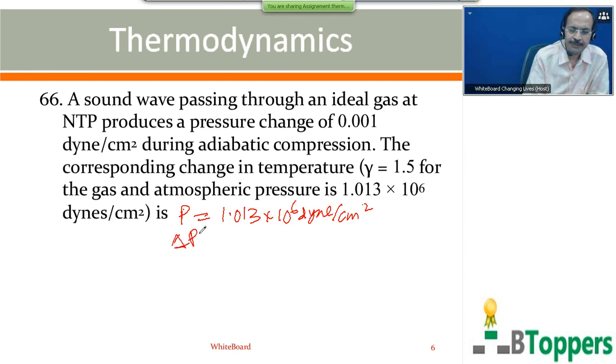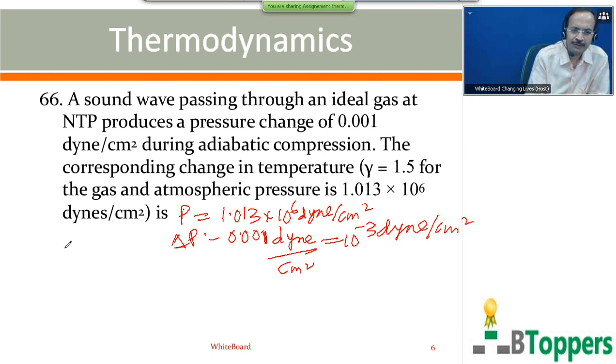The change in the pressure of the gas at a particular region of compression is given as 0.001 dyne per square centimeter. After the decimal you have 3 digits, so you can write it as 10 power minus 3 dyne per square centimeter. You are given the value of gamma as 1.5 and you have to find the change in the temperature at the location of the compression due to the propagation of the sound wave.